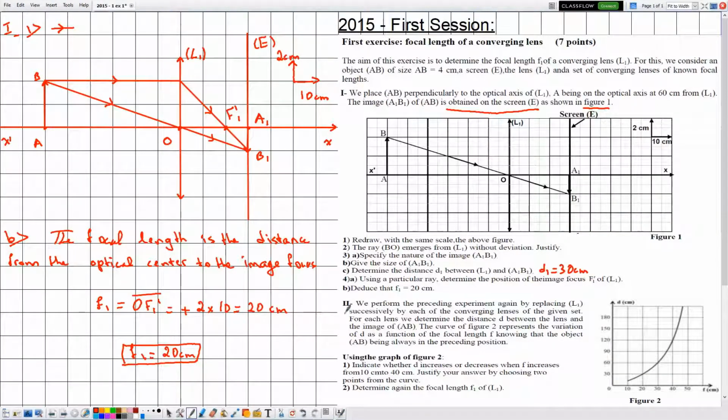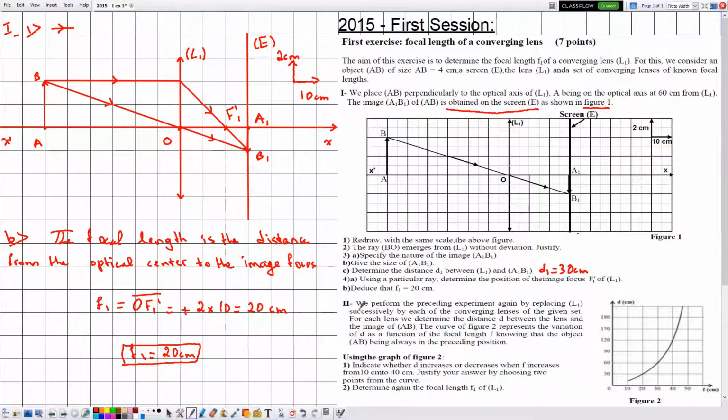Okay. Then the focal length f1 is equal to 20 centimeters, which is a positive number, which verifies that the used lens is a converging lens, because we know that for a converging lens, the focal length is always positive. So this is it for part B.